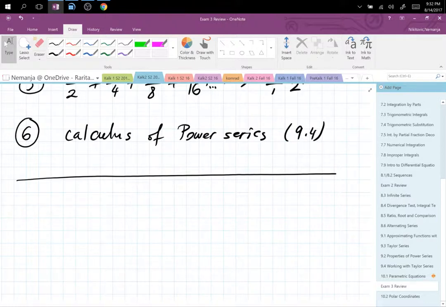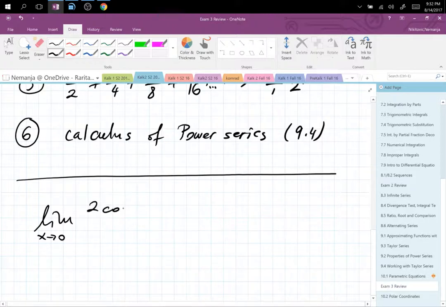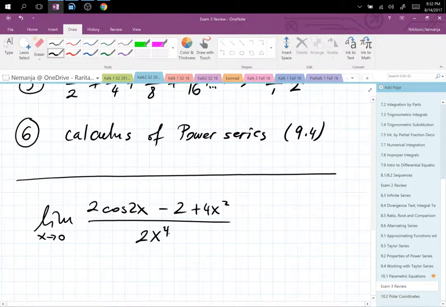So there are these really cool questions like limit, x goes to 0, of 2 cosine 2x minus 2 plus 4x squared, divided by 2x to the fourth. So what's the limit for this?